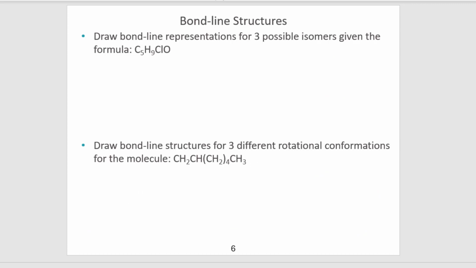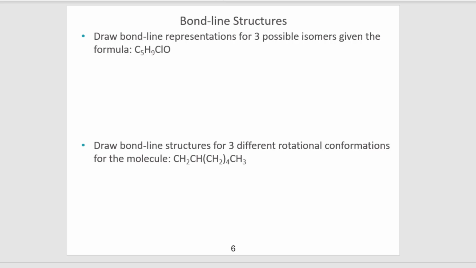Bond line structure practice. I'd like for you to draw bond line representations for 3 isomers. Remember, connected differently. I'm giving you the Lego pieces: 5 carbons, 9 hydrogens, a chlorine, and an oxygen. I want you to construct them in 3 different ways where all of their octets and bond trends are met. 3 possible isomers for that C5H9ClO.